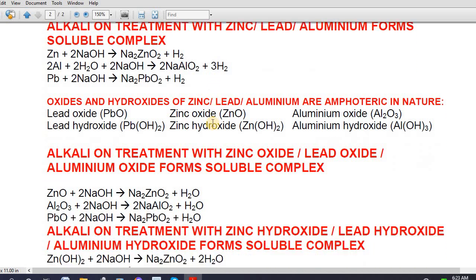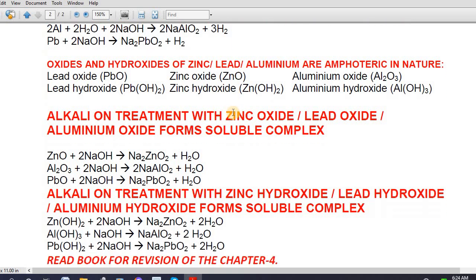Next, oxides and hydroxides of zinc, lead, aluminium are amphoteric. Amphoteric means it has the property of both an acid as well as a base. Let us say, for example, zinc oxide, when treated with HCl, gives us zinc chloride. It means it is acting as a base. If you treat zinc oxide with NaOH, again sodium zincate is formed. It is acting as an acid. So it has both properties, acid as well as base. Therefore, it is known as an amphoteric oxide. So please remember these three metals, zinc, aluminium, lead: oxides and hydroxides are amphoteric in nature.